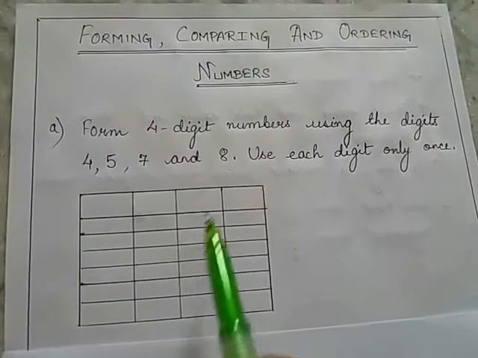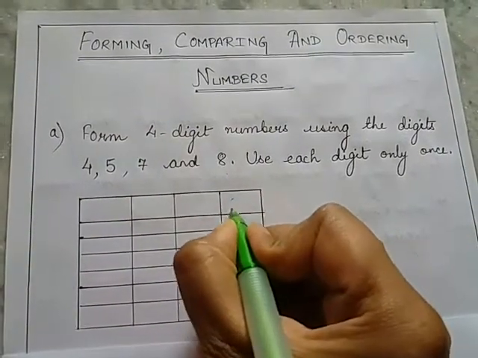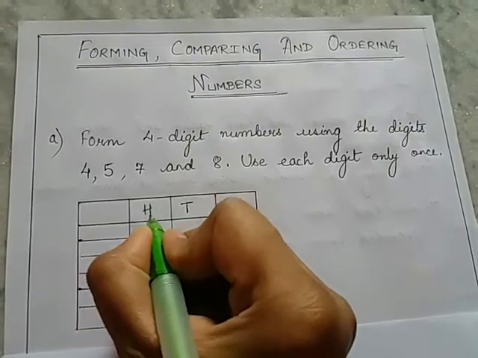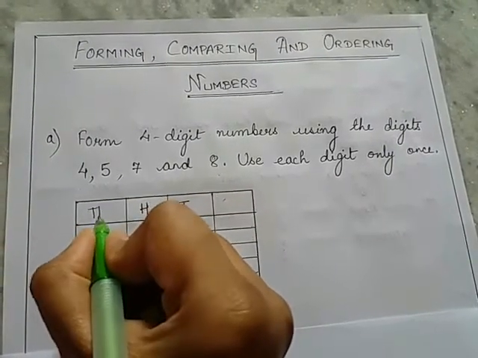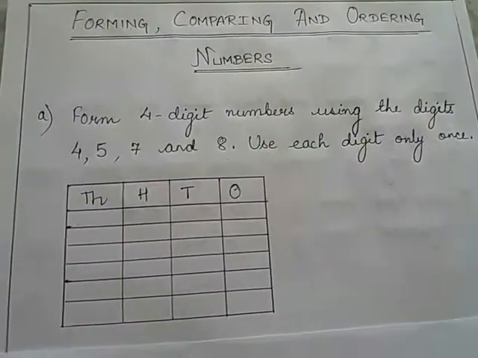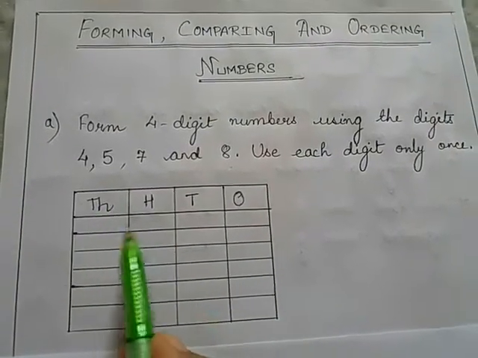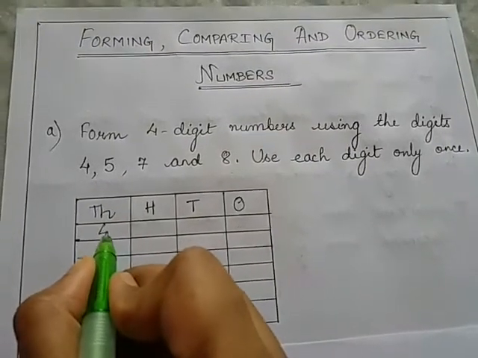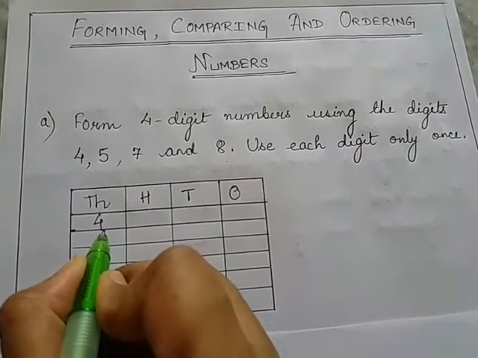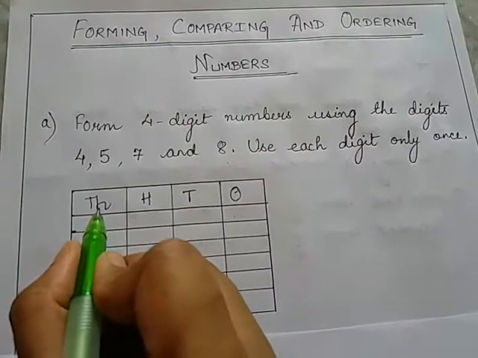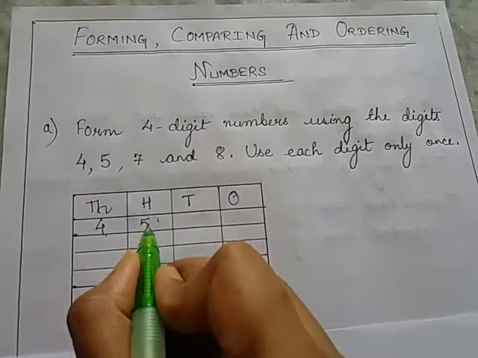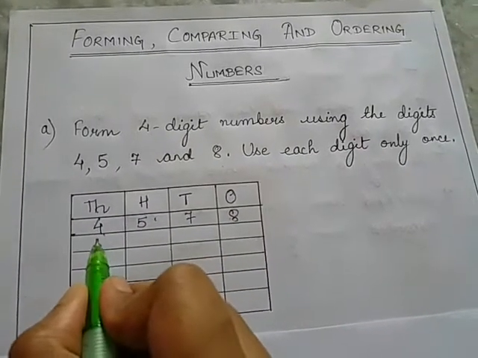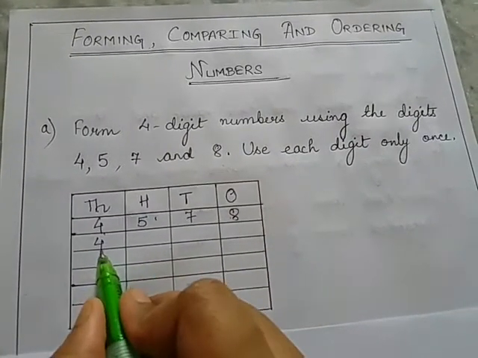So here is the place value chart. We will write it here: ones, tens, hundreds, thousands. Now we will start filling these blanks with these digits. Let's see how. Let's take 4 at first and we will put 4 at the 1000 place. Then 5, 7, 8.